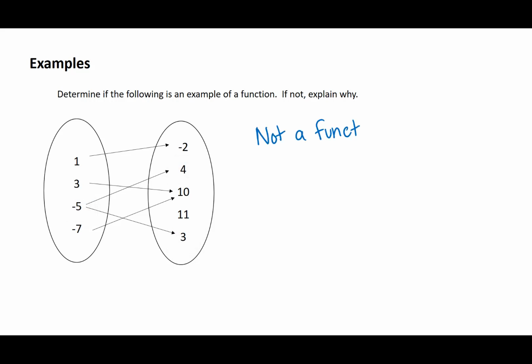And I know it's not a function, again, because -5 is going to 4 and 3. You only want it to match to one number. Earlier we looked at the -4 matching with 11, but it always went to the 11. This -5 doesn't go to the same value each time. Therefore, it's not a function.